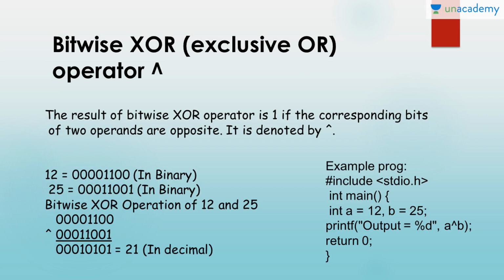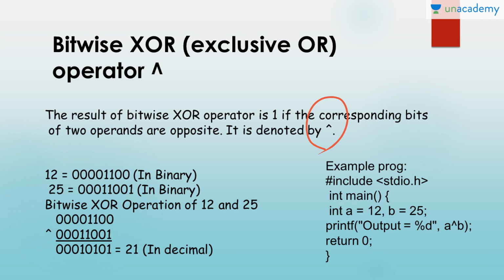So now next we will study about bitwise XOR. The result of the bitwise XOR operator is 1 if the corresponding bits of two operands are opposite. Like I said previously, if it is 1 0, only then it is 1, or 0 1, then it is 1, like that. And it is denoted by this symbol. So again 12 and 25 we will consider as example.